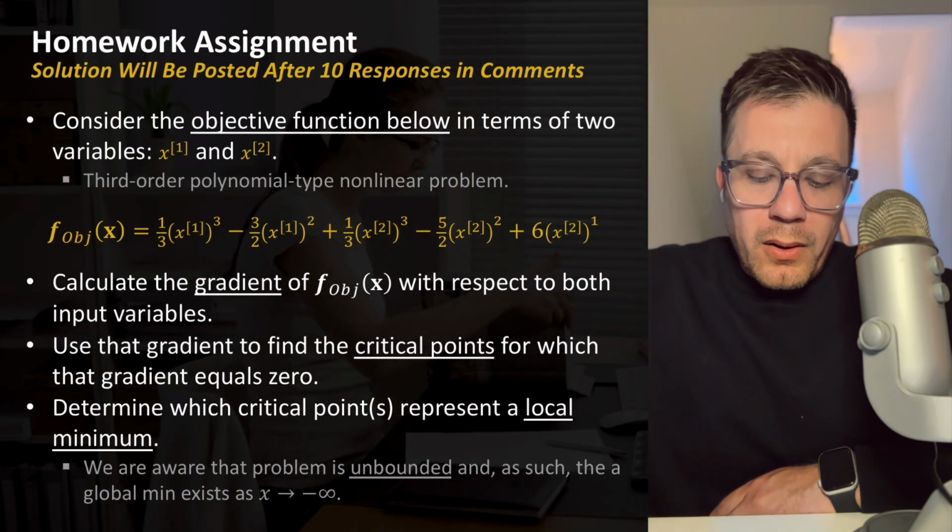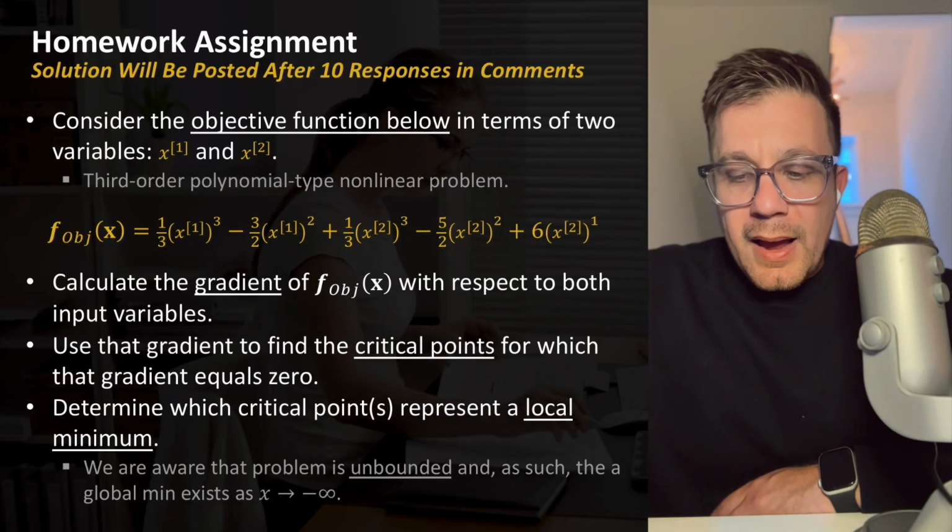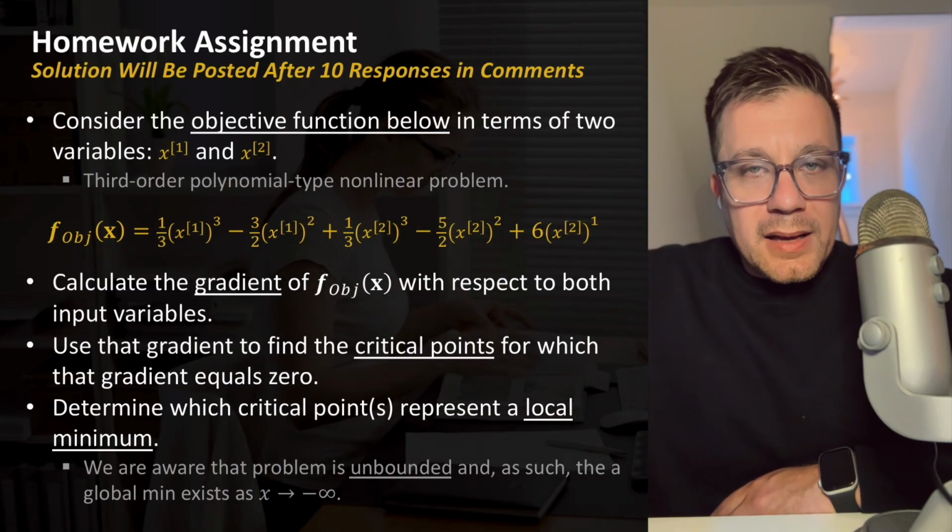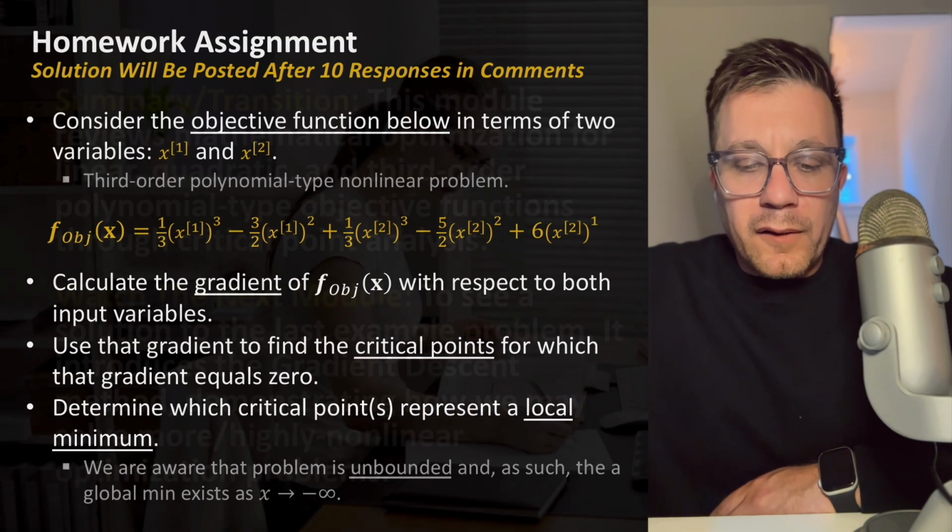Now, I am aware, or we are aware, that this problem is unbounded, and as such, a global minimum exists as x approaches negative infinity, but we're not looking for that solution.